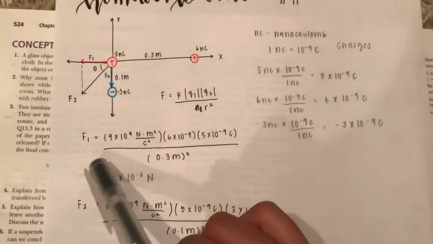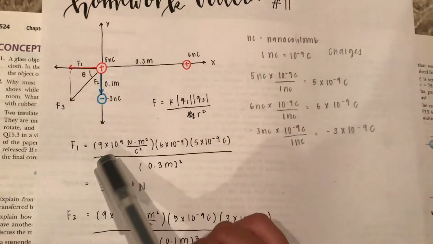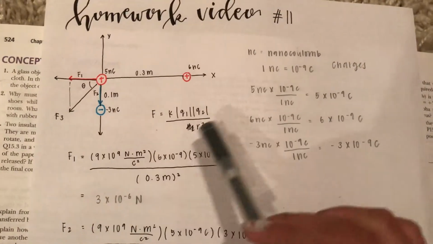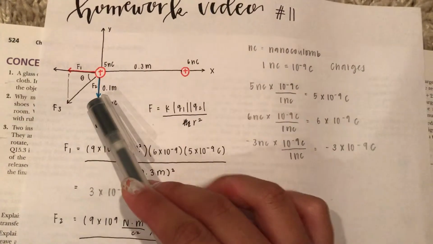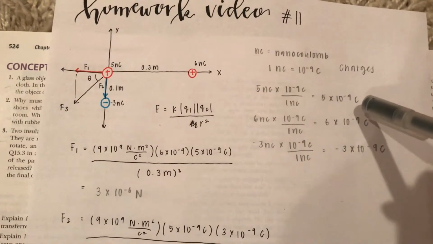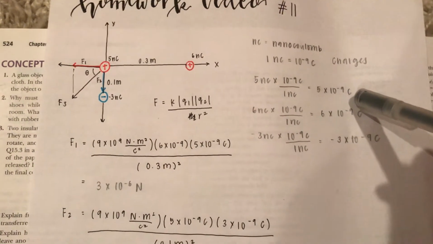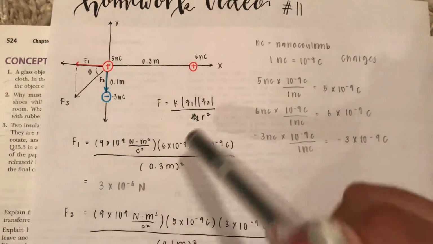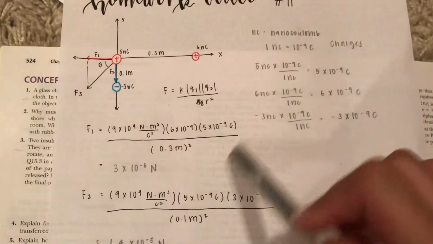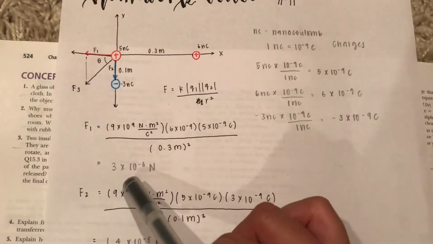So for force 1, we start with the K constant, which is 9 times 10 to the 9th. And then plug in the two charges involved, which are 6 times 10 to the negative 9th coulombs and 5 times 10 to the negative 9 coulombs. And we put that over the radius squared, which is 0.3 meters. That was given to us. We square that and plug that all into your calculator. You should get 3 times 10 to the negative 6 newtons.